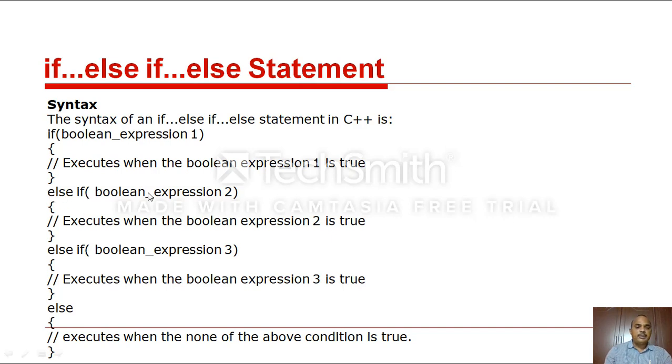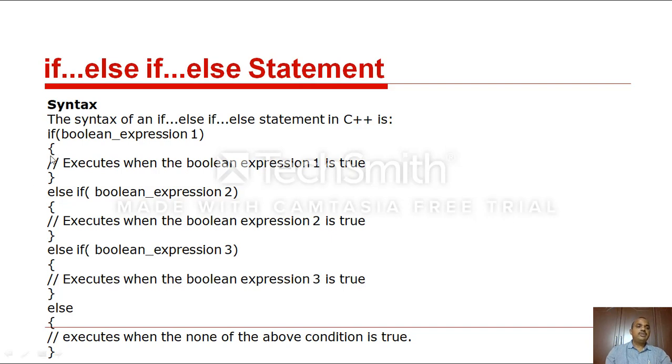Else if Boolean expression 2: if this condition is true, then execute this block of statements. If this condition becomes false, the control goes to the else part, and again an if follows and checks the test condition. If the test condition is true, execute this block of statements. Then if the condition becomes false, the control goes to the else part, where there is no if statement. This is the final else.